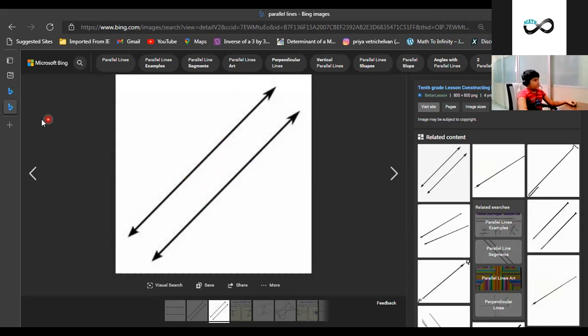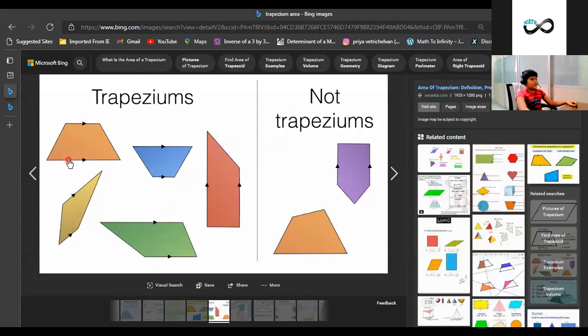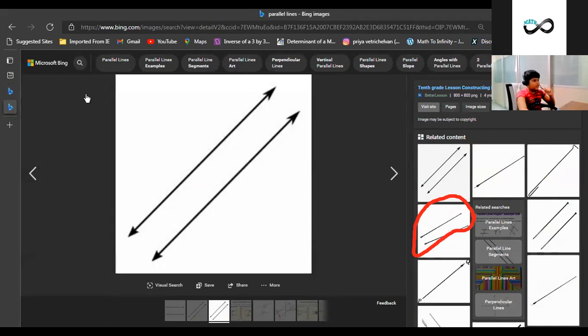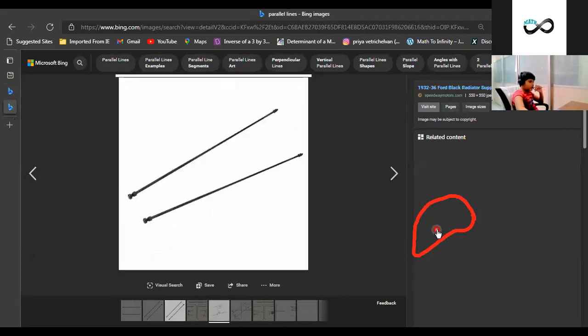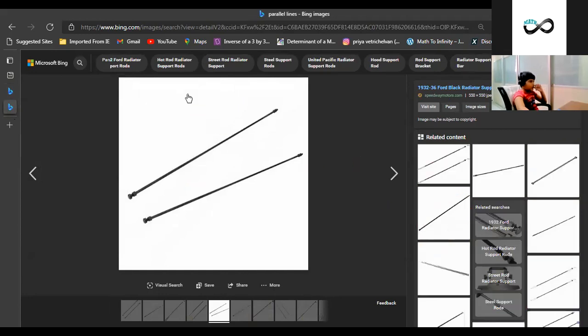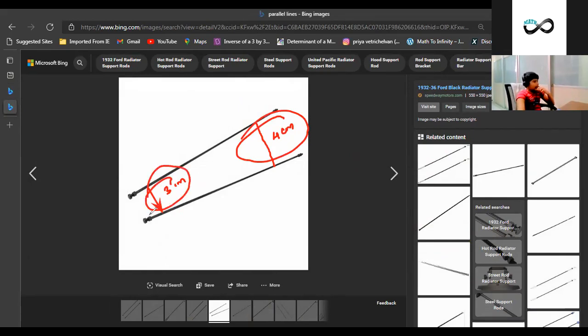On the picture over here, is this one parallel lines? Can you go back? This one? No, they're not parallel. See over here, this spacing, let's assume this is 3 or something. This looks greater than 3, isn't it? Let's assume this is 4 centimeters. This is greater than this. So this is not parallel.